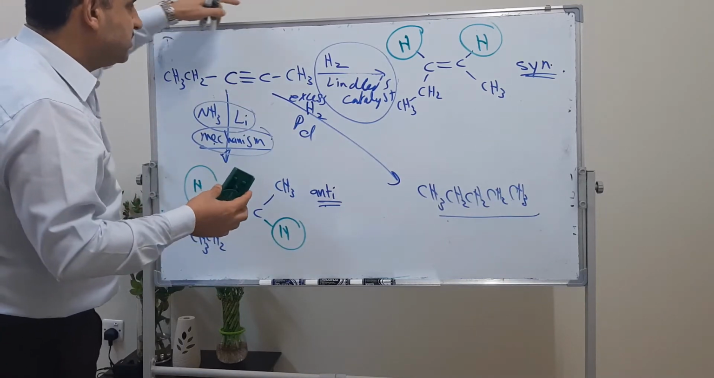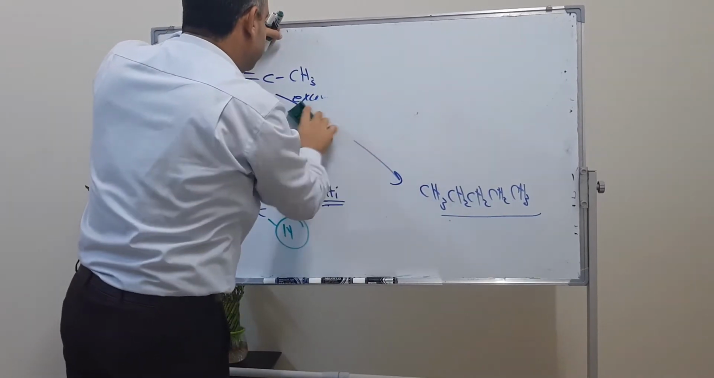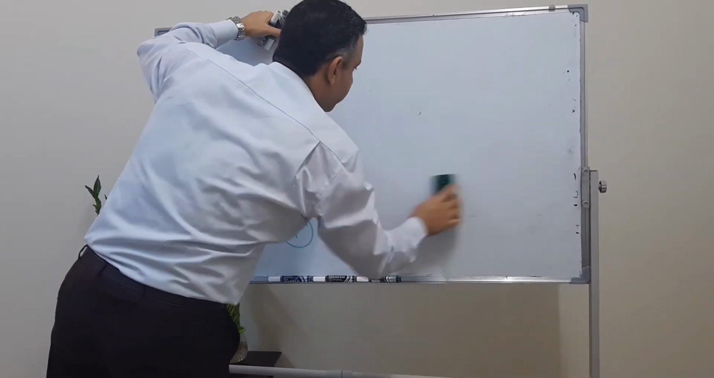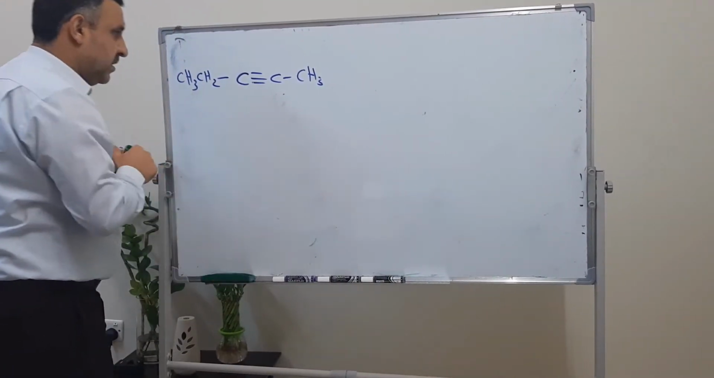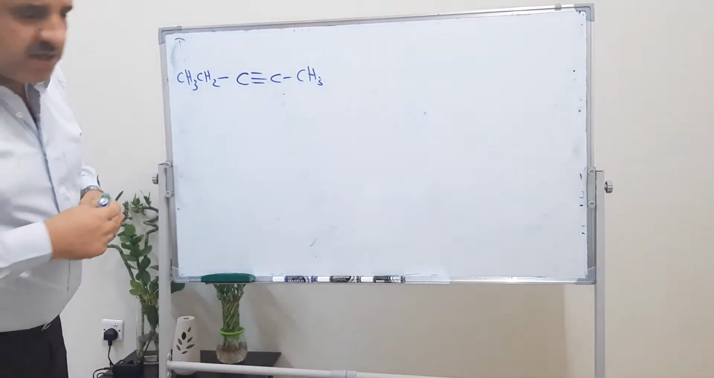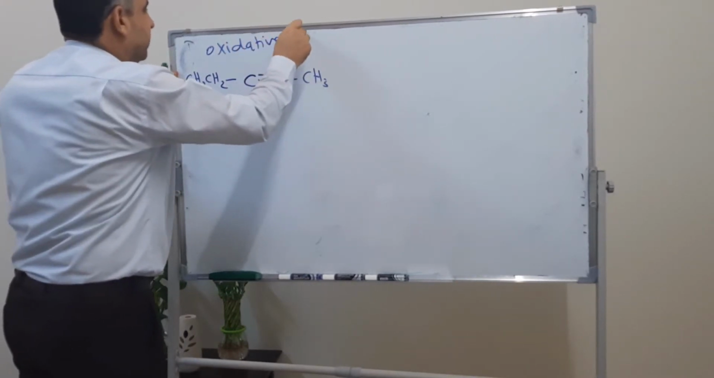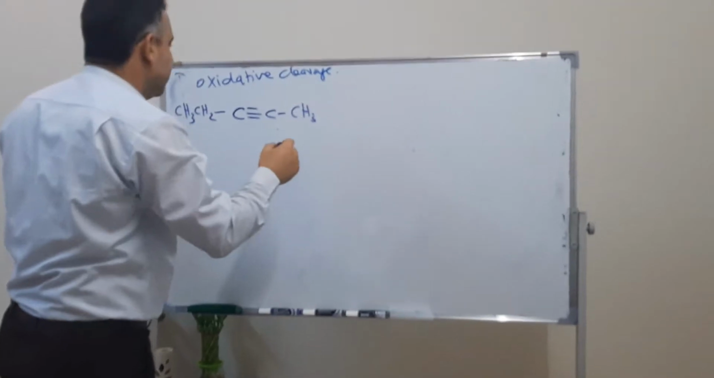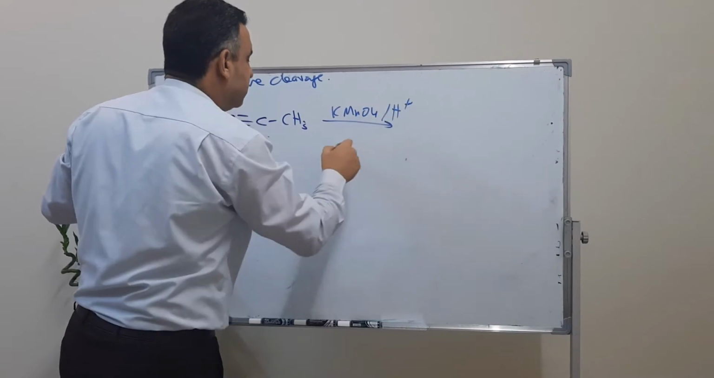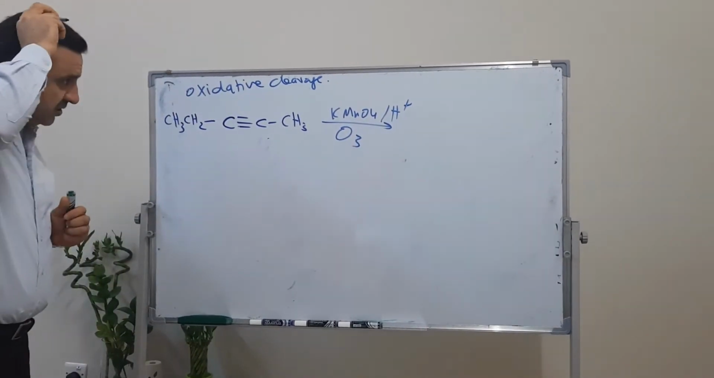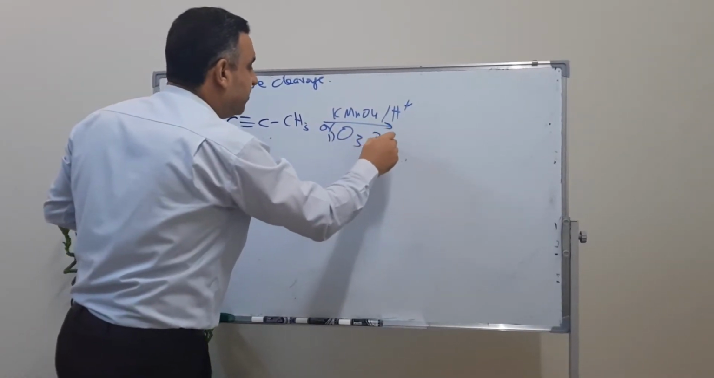Now, let's talk about oxidation of alkyne, or reaction with KMnO4, or ozonolysis of alkyne. So, ozonolysis, or let's talk about oxidative cleavage of alkyne. If we allow this to react with KMnO4 in the presence of H+, or ozonolysis, we are going to react it with ozone first, then followed by zinc.